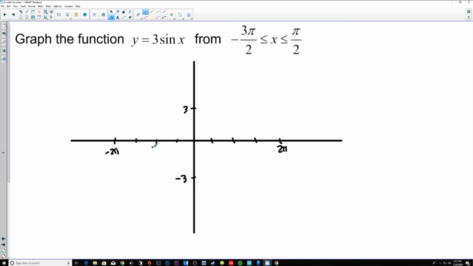So here is pi. Here's pi over 2. So from negative 3 pi over 2 to pi over 2 right here. And we're graphing sine. So 0 to the top, and we go back this way, back to 0, and back to the top. So we only want from negative 3 pi over 2 to pi over 2. Like so.